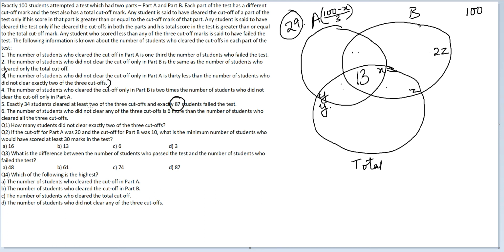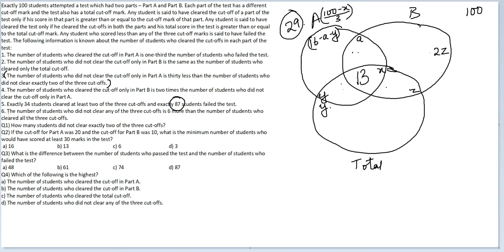Now exactly 34 students cleared at least two of the three cutoffs. I don't know what this is, but I'd have to write it as A now. And therefore this region here in set A will now become 29 minus 13, 16. 16 minus A minus Y. This is people who have passed the cutoff only in part A.